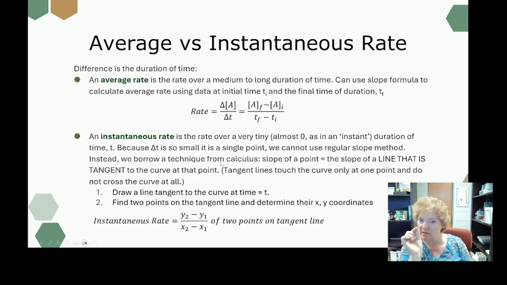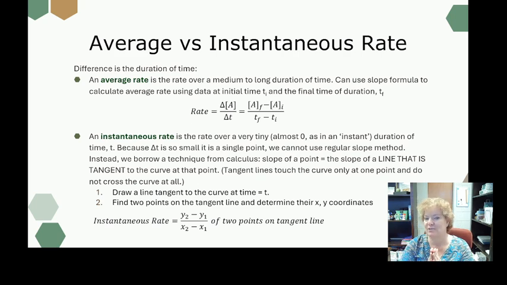Because that time period is so small, TF and TI are so close together, we can use a method in which we say, all right, we're going to use two close points, like the point just after and the point just before the point we're interested in, and get an approximation. We call that the difference method. But another way to do it is that we're going to borrow something from calculus.